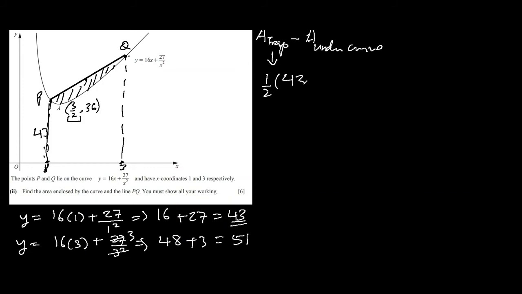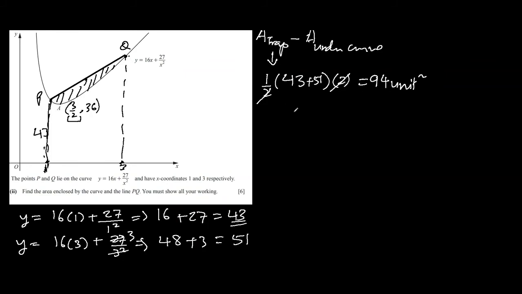So here it will be 43 plus 51 multiplied by the height. Height is the distance between two parallel lines, and 1 and 3, this is the distance, which is 2. So 2 is the distance, so 2 and 2 cancel, that comes out to 94 units square. That's the area of the trapezium.